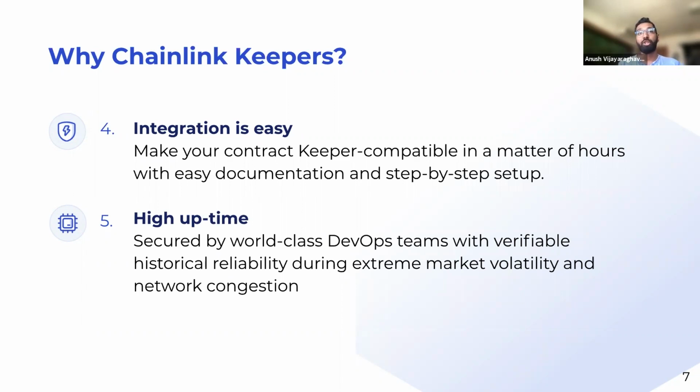And finally, high uptime is a critical property of reliable automation infrastructure. Not only are Chainlink Keepers run by world-class DevOps teams, ones with verifiable historical reliability, even during extreme market volatility and network congestion, but the network itself has inherent failover built in as a property of the turn-taking algorithm, ensuring your work gets done even if some of the keepers are down. The network continues to operate effectively, even if there are partial outages or there's congestion within the blockchain network itself.